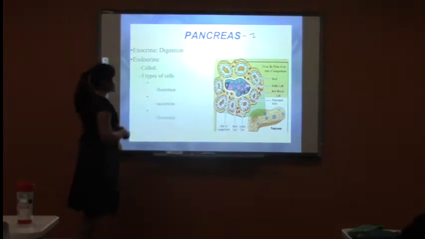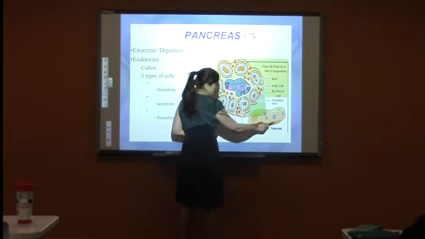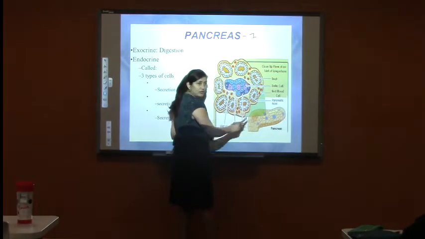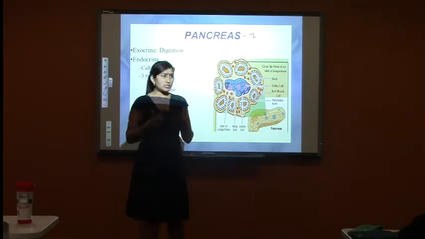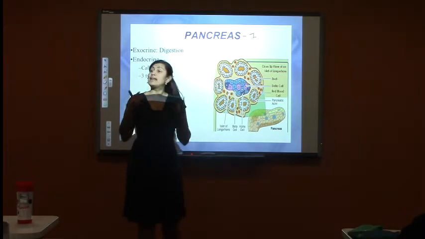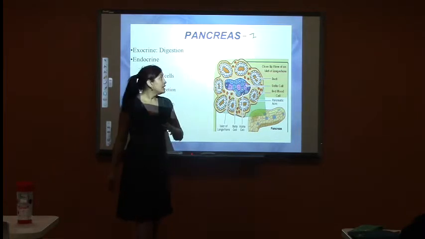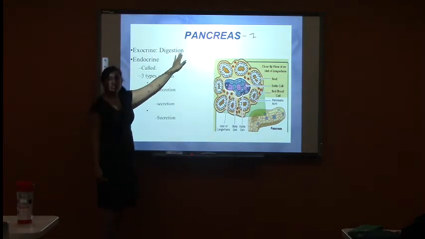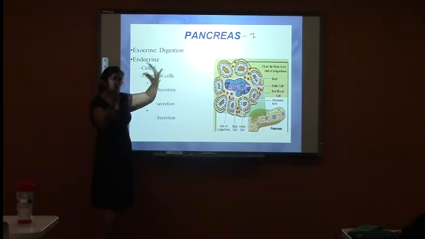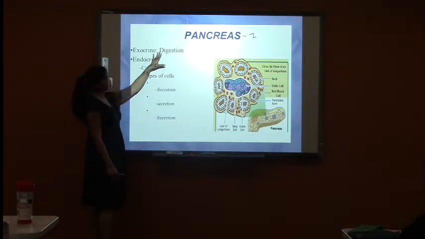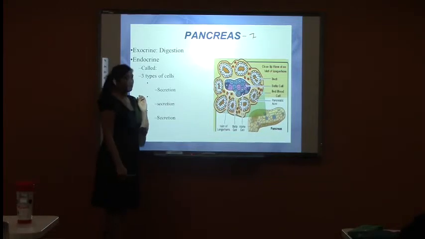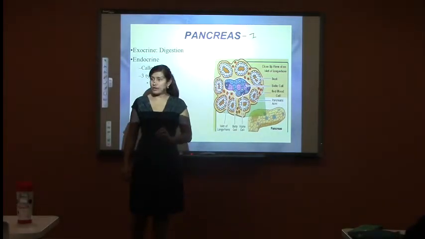Now, here is the pancreas. Okay? This is the pancreas. Now, the pancreas has two distinct areas. It has an endocrine part and it has an exocrine part. The exocrine part is for digestion. Okay? So we talk about that when we talk about the digestive system. So we forget the exocrine part right now.